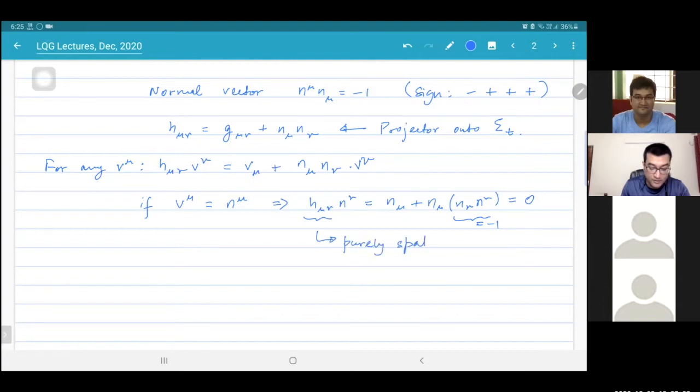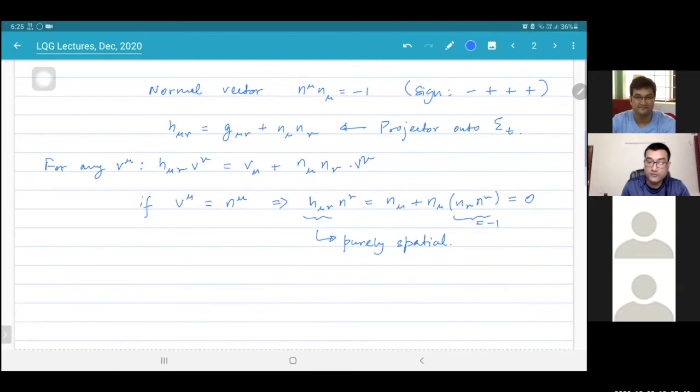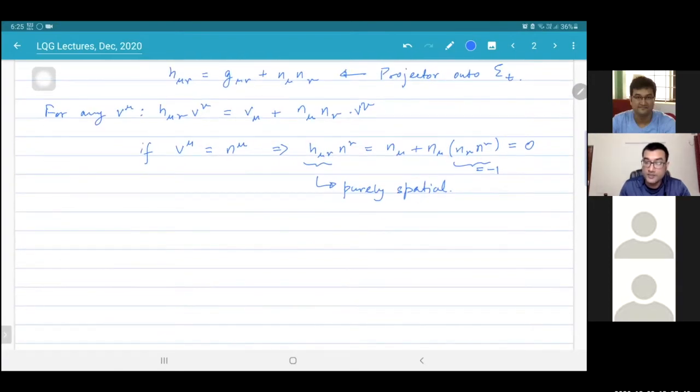okay? And this was a point which I tried to stress in the first lecture: even though we are writing it with four indices, what we will do later is we will write it with three indices, right? Once we switch over to coordinates which are adapted to the spatial hypersurface, then we can write it as a 3x3 matrix.